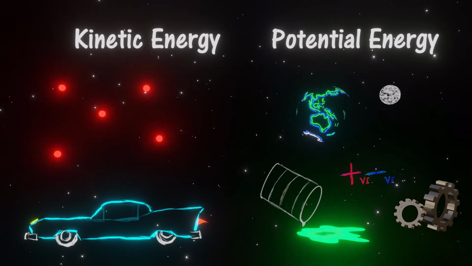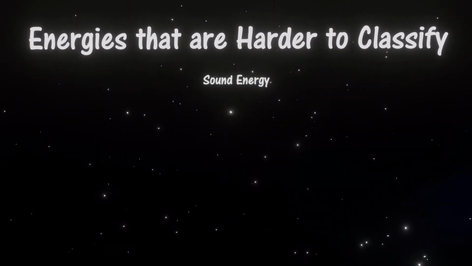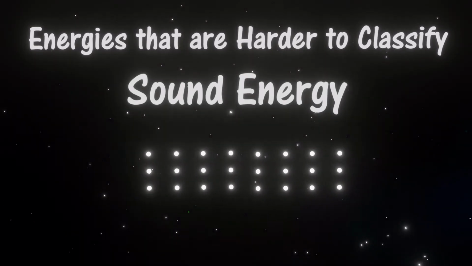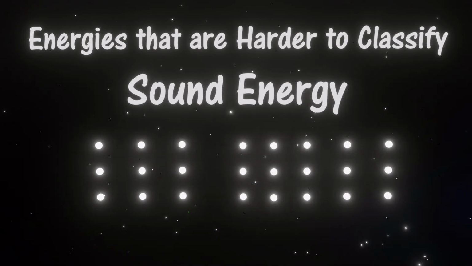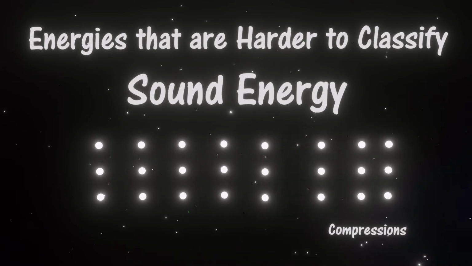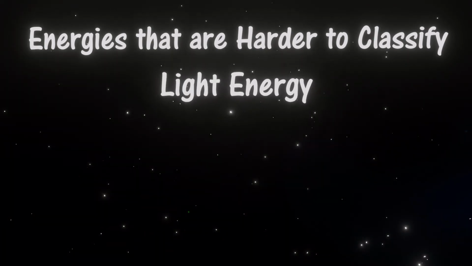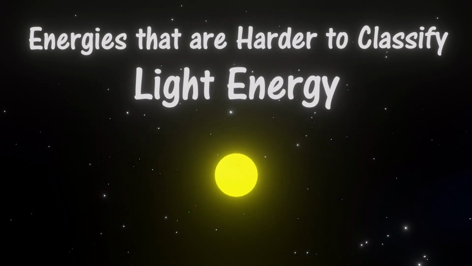A few kinds of energy are sometimes slightly harder to categorize into one or the other. For example, sound energy is mostly kinetic energy, but it does carry some potential energy in the compression of the waves. Similarly, light energy is definitely energy, as it can push objects such as the tails of comets, but it is much harder to classify as kinetic or potential.